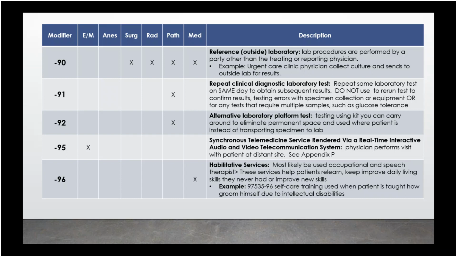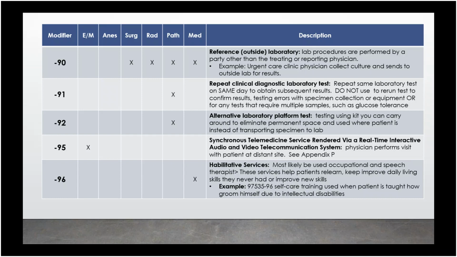92 is only on path and lab, alternative laboratory platform testing. So that's where you have a kit that you carry around, so you're not having to keep space in the laboratory or take the patient back to the lab to run tests. 95 is on the evaluation and management. This has to do with the telehealth.